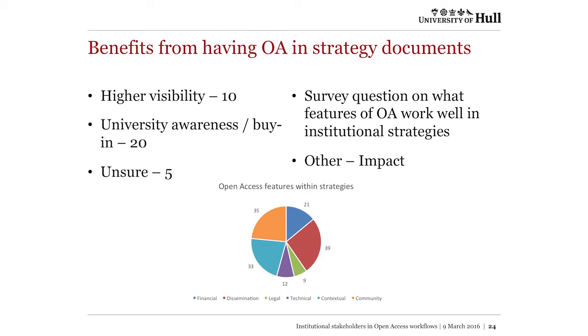So the clear benefits that were recognised were the higher visibility, and also just increasing the university awareness and buy-in. But that then does lead to the case of, well, if we get that increased level of awareness and buy-in, then how can that be used to help address those issues that were highlighted about how to make open access better? Slightly more concerningly, a number of people felt, well, I'm not quite sure what the point of having open access in an institutional strategy was.